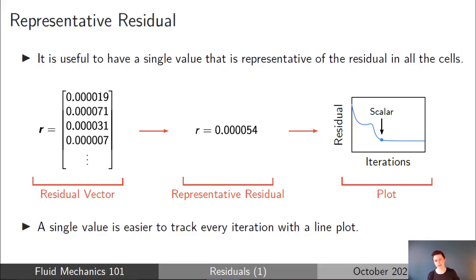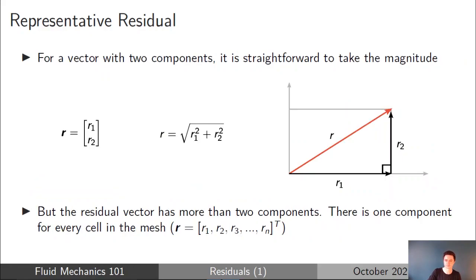But then when we get towards the end of that plot, when our representative residual stops changing, that's an indication to us that our CFD simulation is probably near convergence, or we've now been given a signal that we should go and look at the simulation in more detail and check, has it converged? So a representative residual is a lot easier to track than the entire vector.